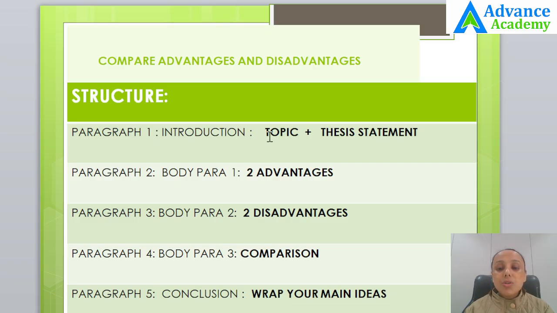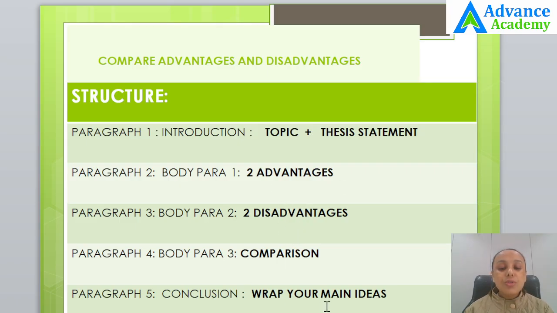So the introduction is going to have the topic and the thesis statement. Thesis statement means the answer to the question asked. I mean, you need to tell them in the introduction itself whether it is a positive development or a negative development, whether the positive side is bigger or the negative side is bigger. Then body para 1 will have 2 advantages. 2 disadvantages will go in body para 2, and the third para will simply compare these advantages against these disadvantages, proving which side is the bigger one.